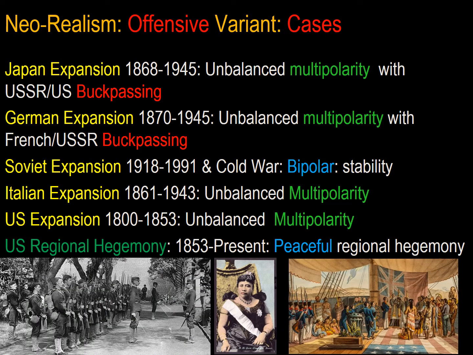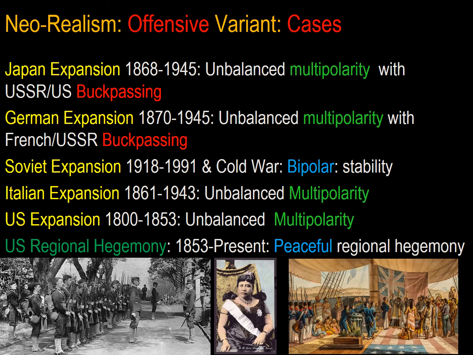Here are some historical cases. The Japanese expansion from 1868 to 1945 was an unbalanced multipolarity. Unbalanced for Mearsheimer means that there are many different power centers and they're not coordinating. There was a lot of buck passing during this period between the US and the Soviet Union that ultimately let Japan achieve the power it did before it was finally defeated in 1945 by a Soviet invasion of Manchuria and the US use of strategic bombing against Japan.